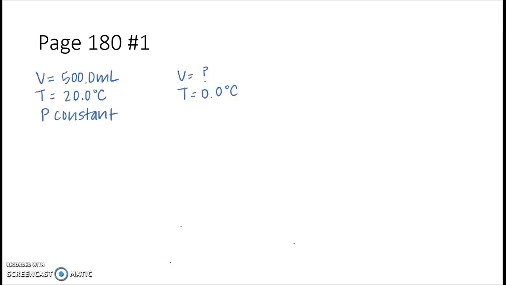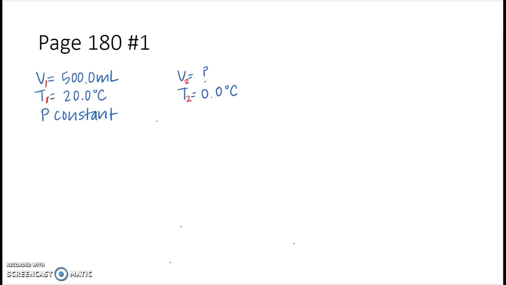So page 180, number 1 says, a 500.0 milliliter volume of gas is measured at 20 degrees Celsius. If the pressure remains unchanged, what will be the volume at 0 degrees Celsius? So let's go ahead and write down what we know. I've written down the information that the problem gives me. And the way that we keep everything straight is because we know it's 500 milliliters at 20 degrees Celsius, we're going to call that V1 and T1. And the part that we're trying to solve for, the temperature at 0 degrees and what the volume is going to be, we're going to call that T2 and V2.